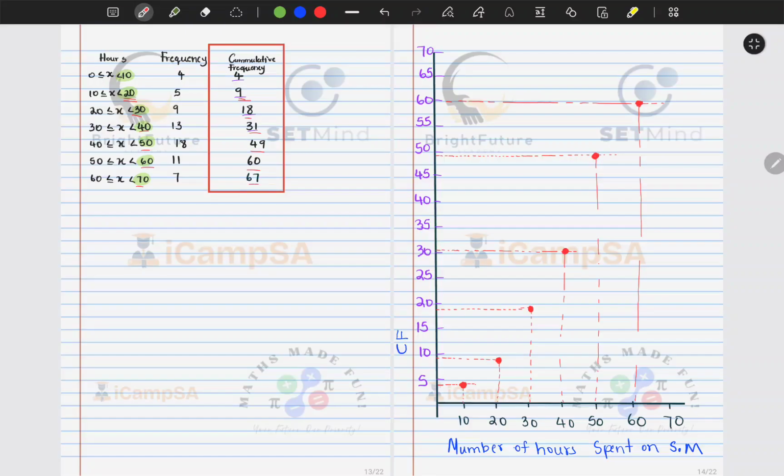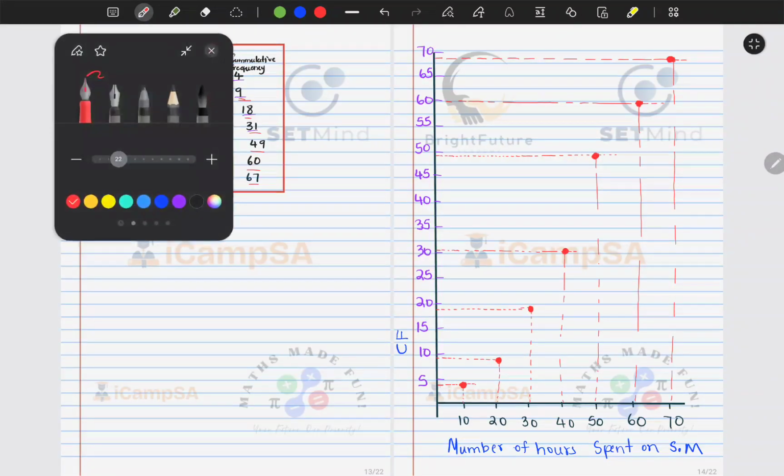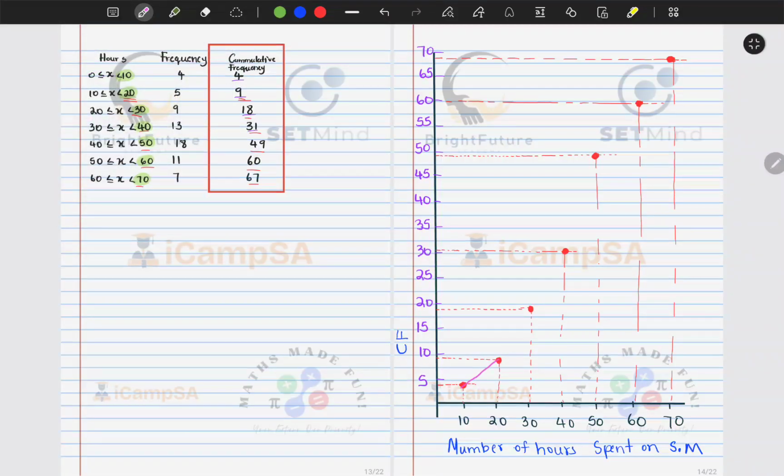And then at 70, we have 67. So 67 is just below 70. So we have that line. Then at 70, we go up to that. Okay. Right. So that is what we have. So we can now just join the lines and wrap up. So we want to have that. Let me make them straight. We want to have that. Then that. And then that.